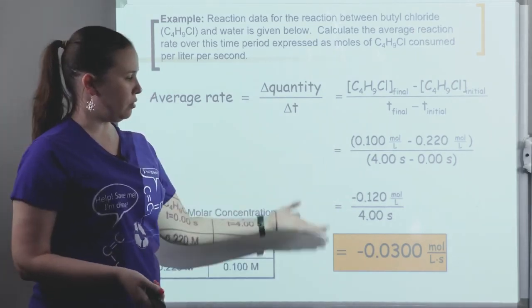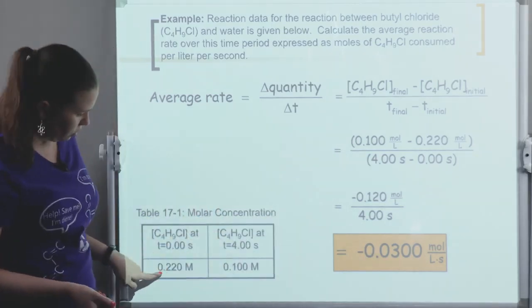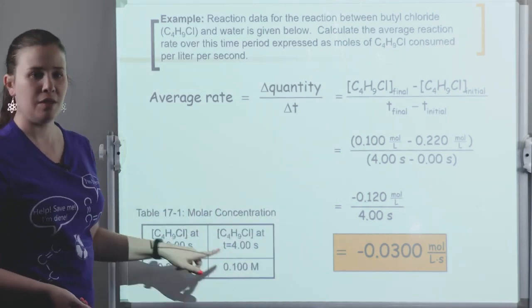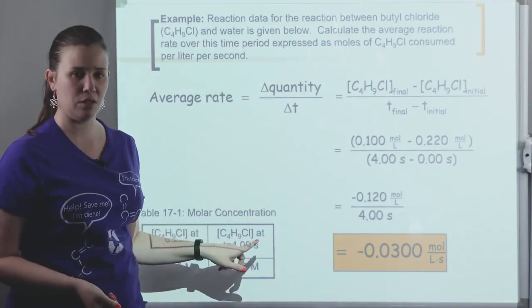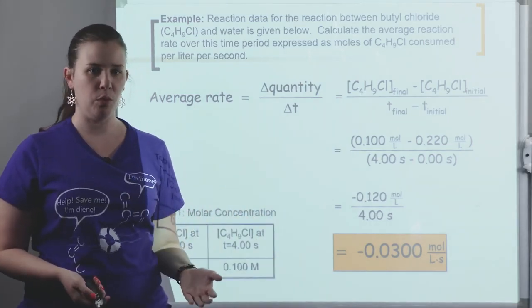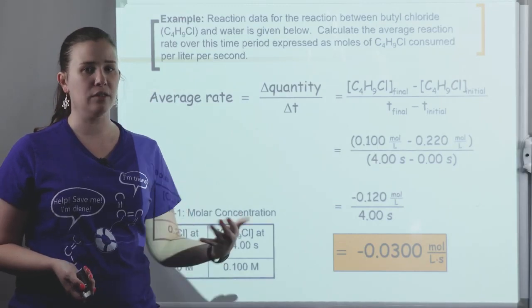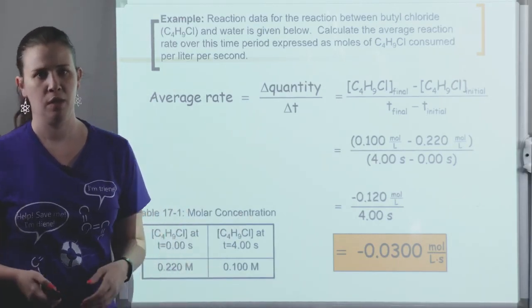Which one do we have here? Well, we have the negative sign in the top part indicating the decreased concentration. That does not mean that it's slowing down. We found our average rate of negative 0.03 molarity per second. So it means it's decreasing that concentration per second.